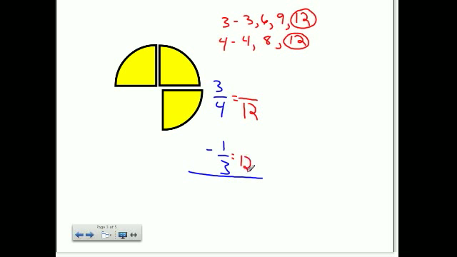So we're going to rewrite equivalent fractions with a common denominator. 3/4 is equal to 9/12. 1/3 is equal to 4/12. Now we have two fractions with common denominators. 9/12 minus 4/12 is 5/12.